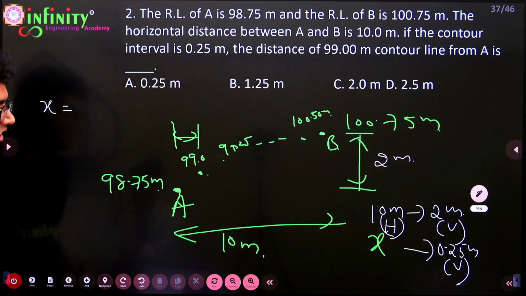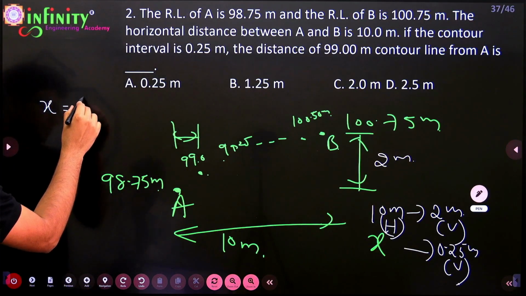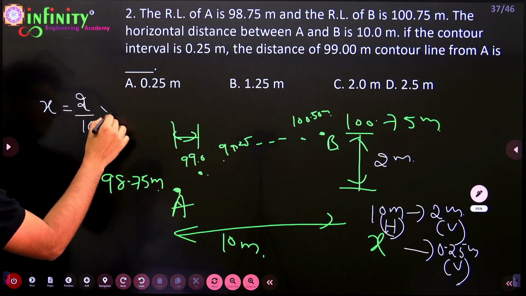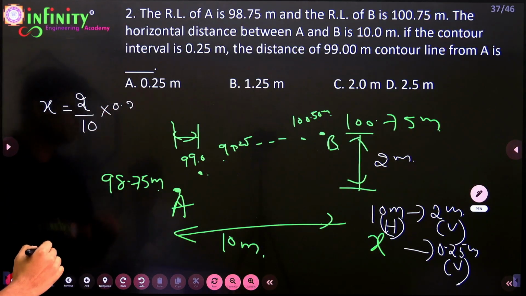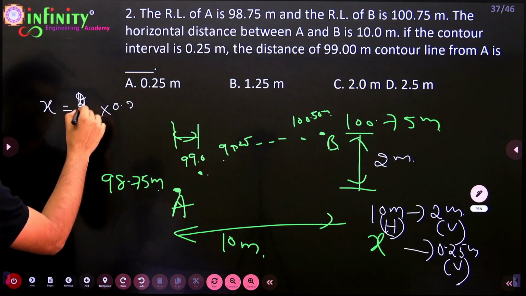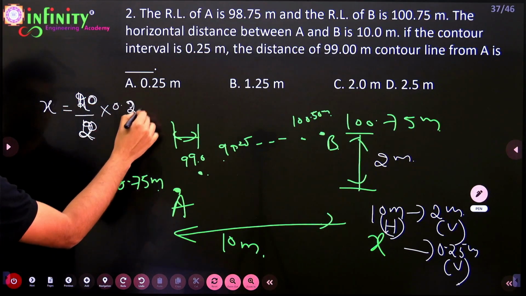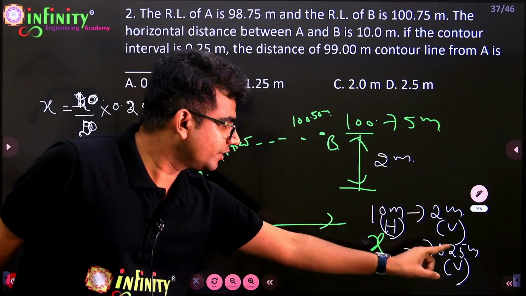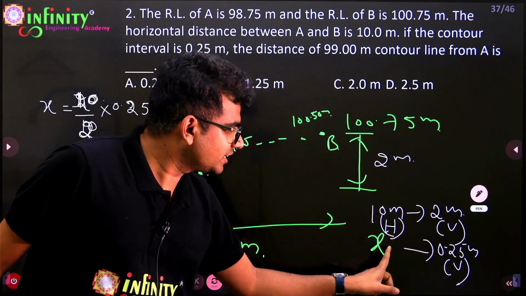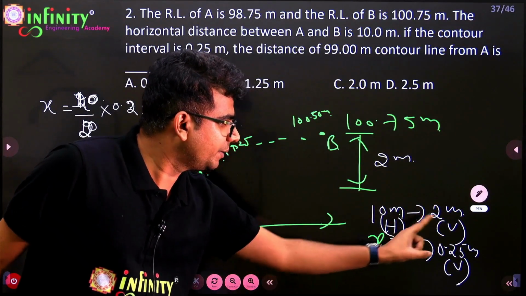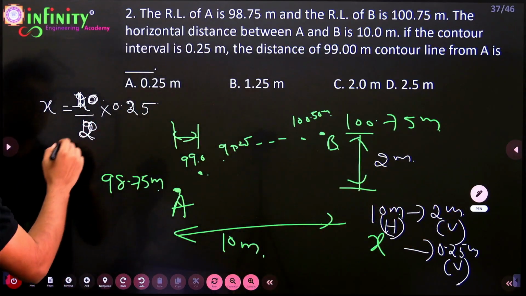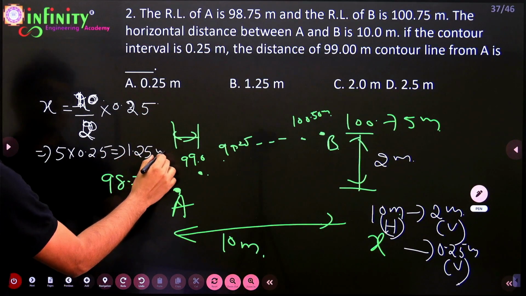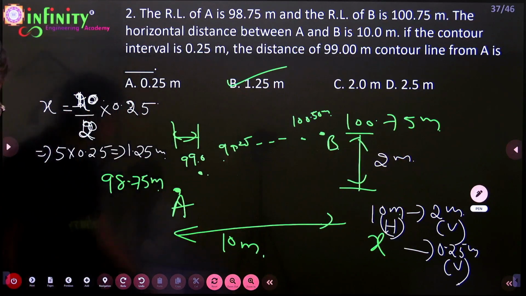Simple question. x equal to 10 by 2 into 0.25, sorry, 10 by 2 into 0.25. Okay, because 10 meters has 2 meters, x has how many meters, 0.25 meter. So how to calculate x, we have to take 0.25 into 10 divided by 2. So how much is it, 5 into 0.25, which is equal to 1.25 meter. So option B is the answer.